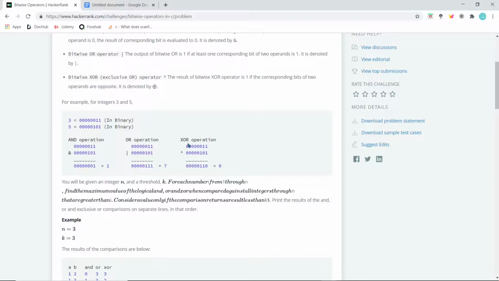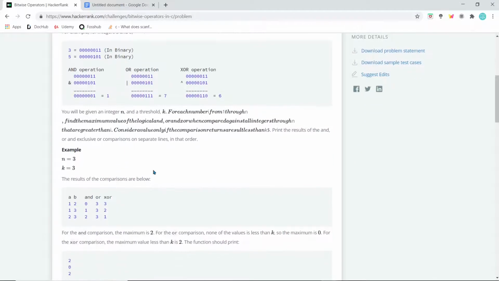After the third column, all of them are 0 0, so all of them are the same, so that will output the false value, which is 0. Now this binary representation belongs to 6. This is the decimal representation and this is the binary representation of 6.